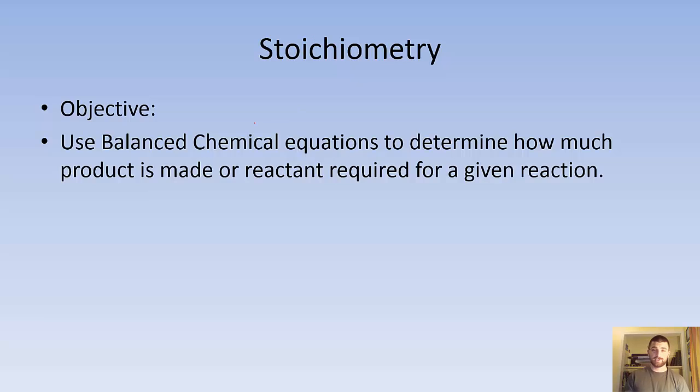Today we are looking at stoichiometry. I like saying that word, stoichiometry. So the objective is to be able to use balanced chemical equations to determine how much product is made or how much reactant is required for a given reaction.